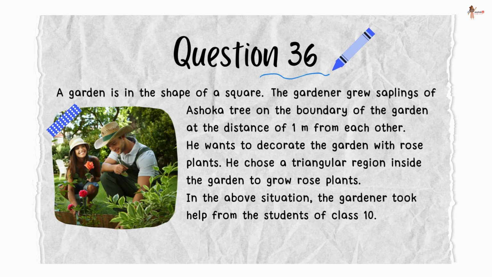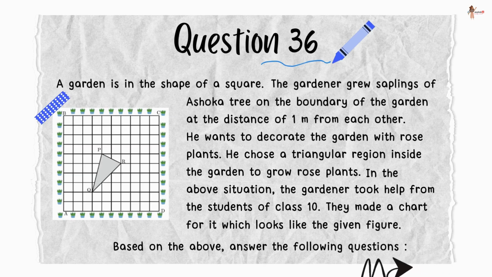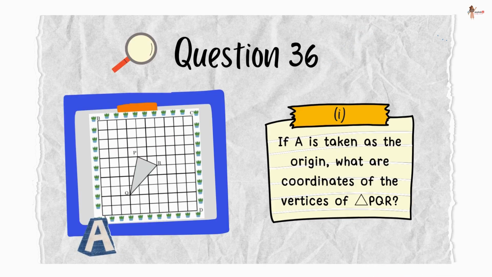In the above situation, the gardener took help from the students of class 10. They made a chart for it which looks like the given figure. Based on the above, answer the following questions. If A is taken as the origin, what are the coordinates of the vertices of triangle PQR?